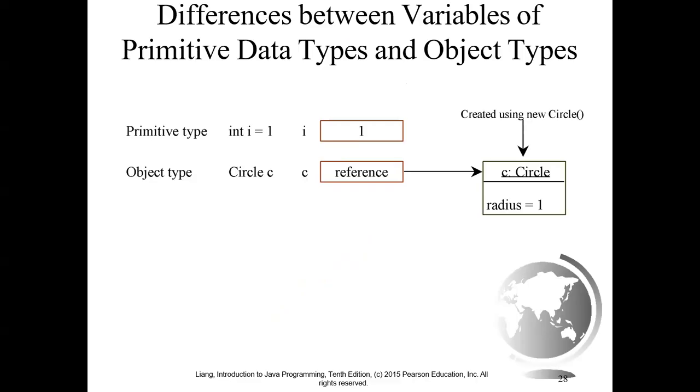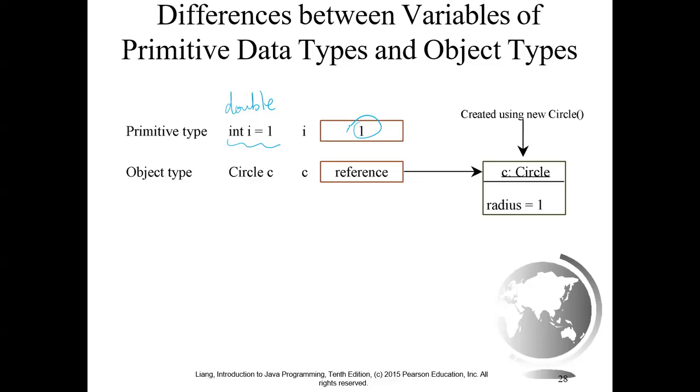Let's see the differences between variables of primitive data types and object data types. For primitive data types, as we say, it is an integer, right? Or maybe a double and something else. Those are primitive types. And when we are initializing it, we are using a specific value to initialize it. For example, i is equal to 1.